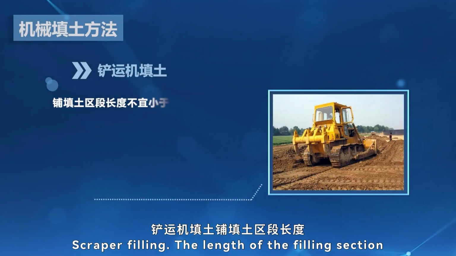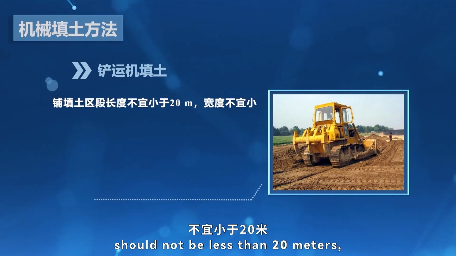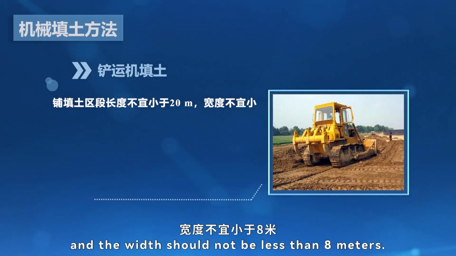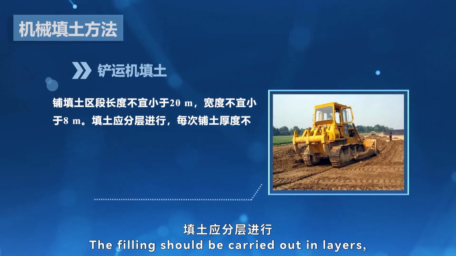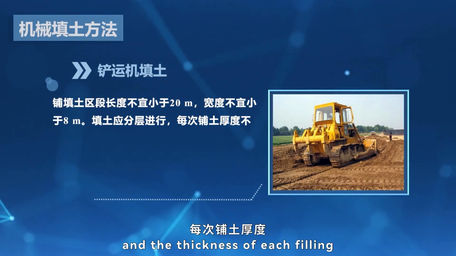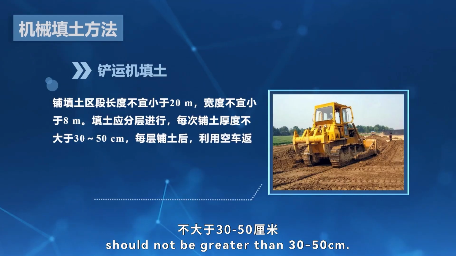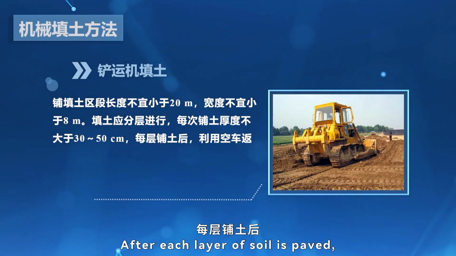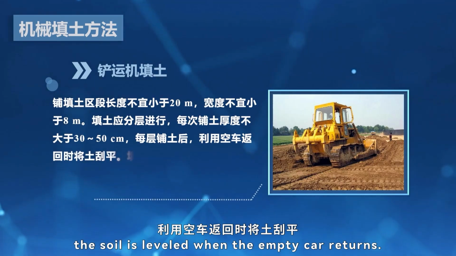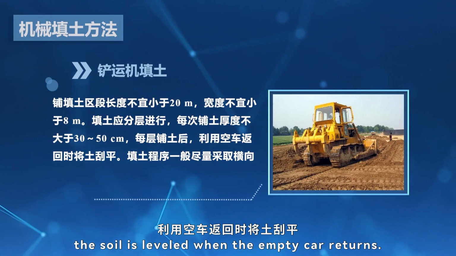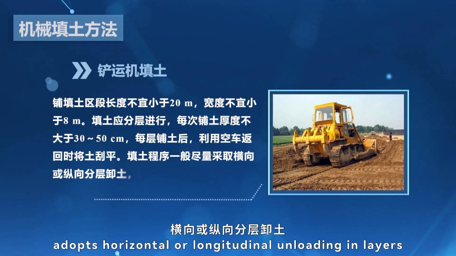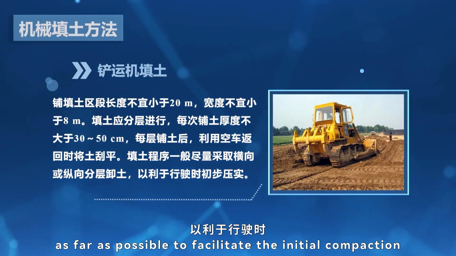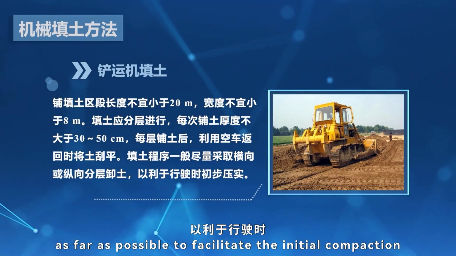Scraper filling. The length of the filling section should not be less than 20 meters, and the width should not be less than 8 meters. The filling should be carried out in layers, and the thickness of each filling should not be greater than 30 to 50 centimeters. After each layer of soil is paved, the soil is leveled when the empty car returns. Generally, the filling procedure adopts horizontal or longitudinal unloading in layers, as far as possible to facilitate the initial compaction.